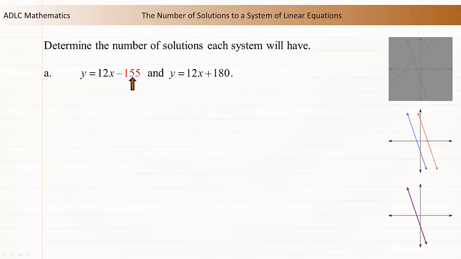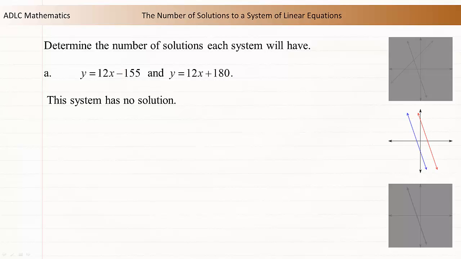The y-intercept of the first line is negative 155. The y-intercept of the second line is 180. The two y-intercepts are different, so the lines are not coincident. The third graph type is not a possibility. The two lines are parallel, so there is no solution to the system.